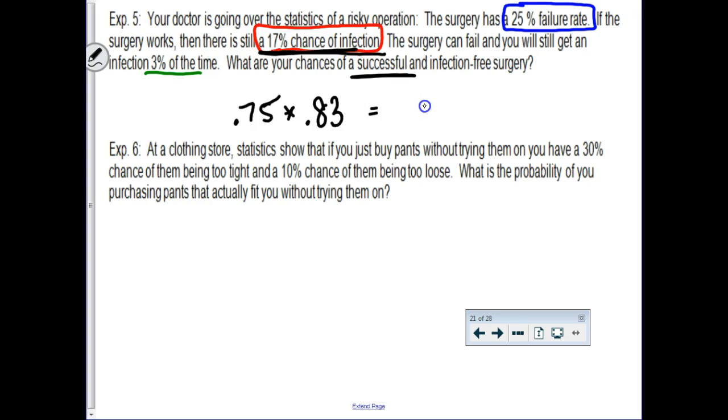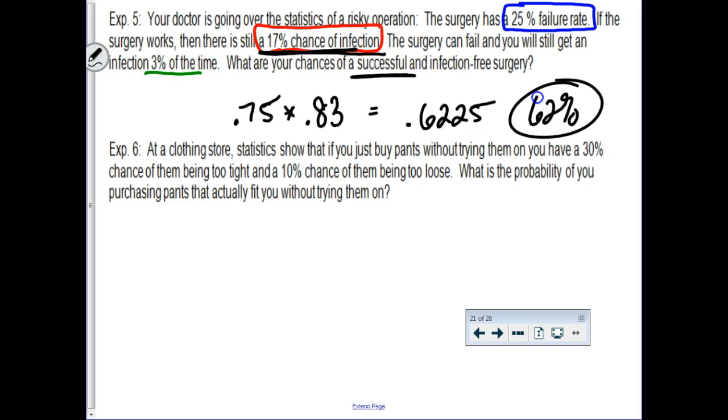So even though they're dependent events, because we have their probabilities, you get to multiply them together like this, and you get something. I don't have it written down, so I need your help. 0.6225? Okay, so roughly 62%. Good luck, patient. That's terrible. That's not good at all.